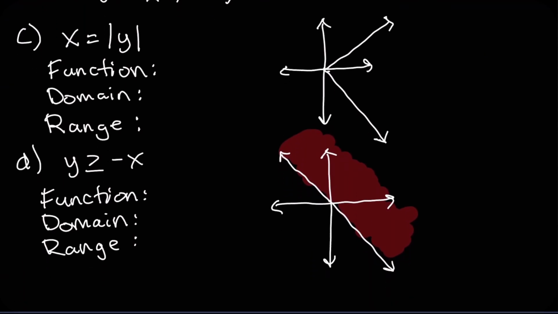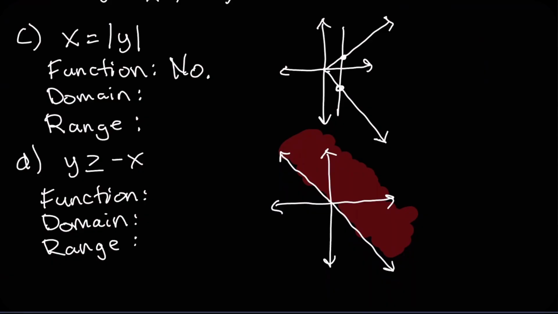Now we have C, we have x is equal to the absolute value of y and our graph over to the right hand side. Doing our vertical line test, notice how if I were to draw a vertical line here, it's going to intersect at two individual points. So this one is not going to be a function.